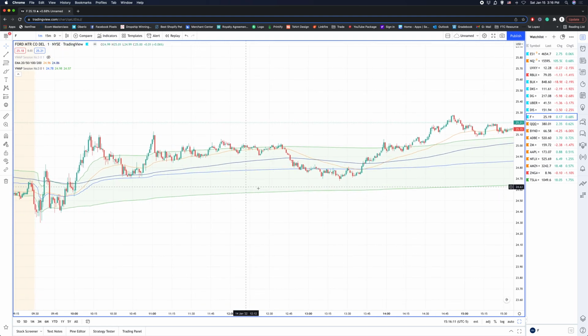You have a green background and all these lines. We want to clear it up a little bit, so let's go to the VWAP settings up here.